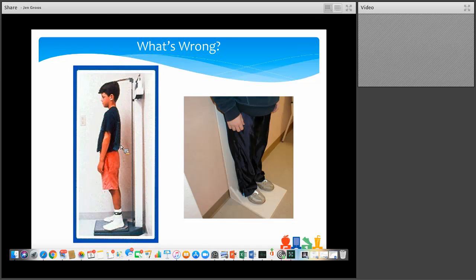And then in the second picture, you can see the problem is the child or person is wearing their shoes, and so again, the recommendation is that they remove their shoes prior to measuring the height so that there's consistency from one visit to the next, because if not, the height of their shoes will be taken into account.